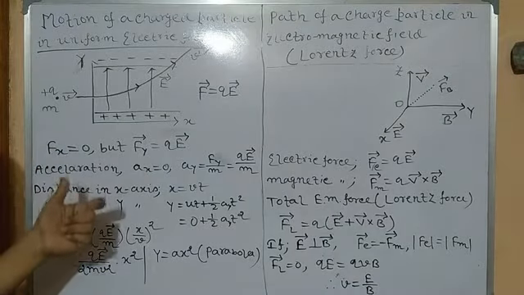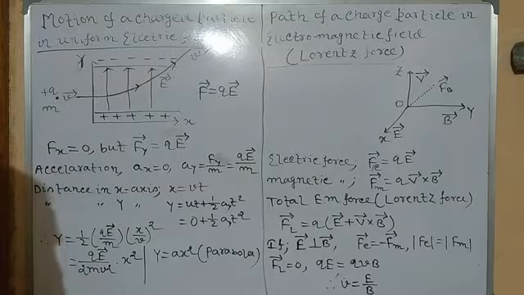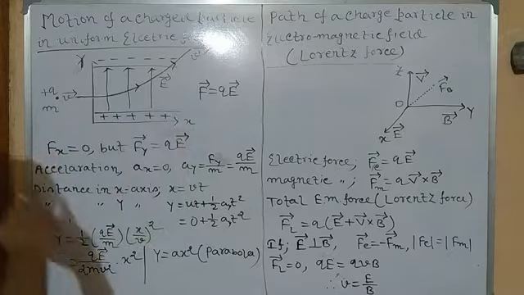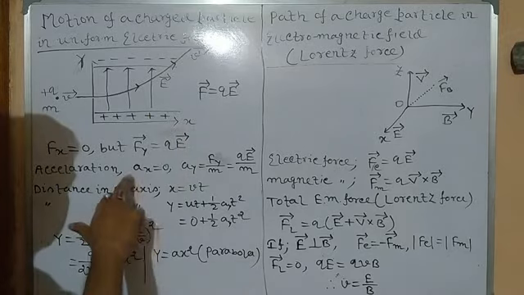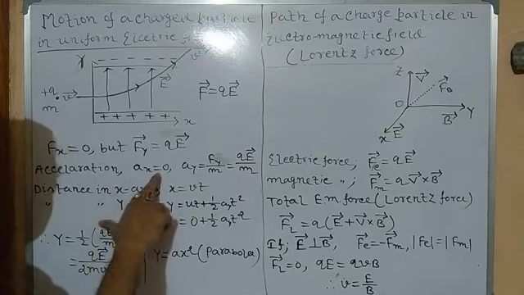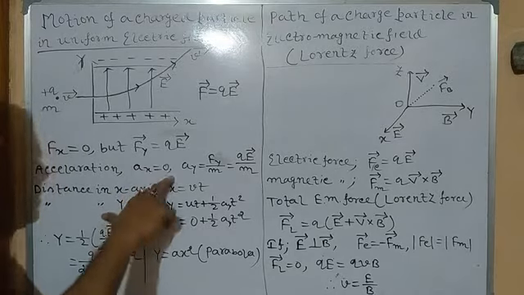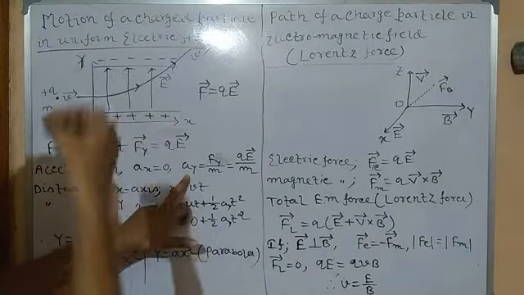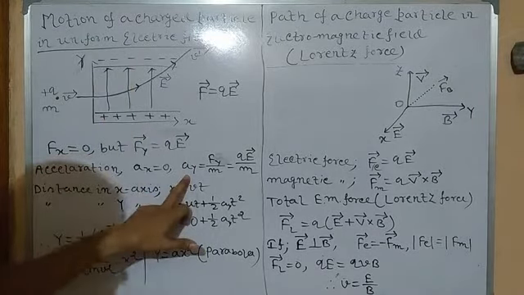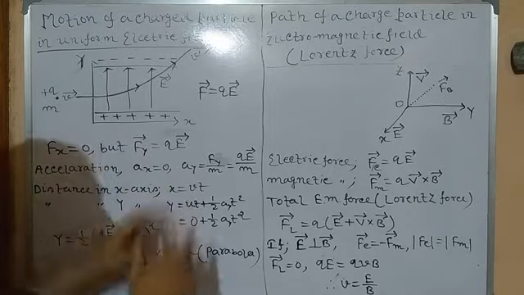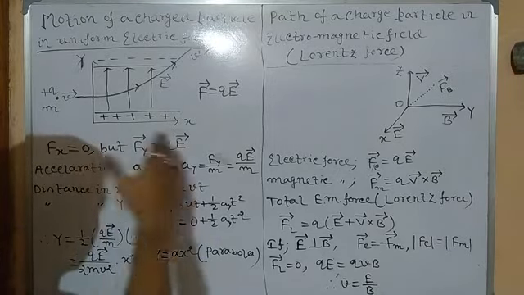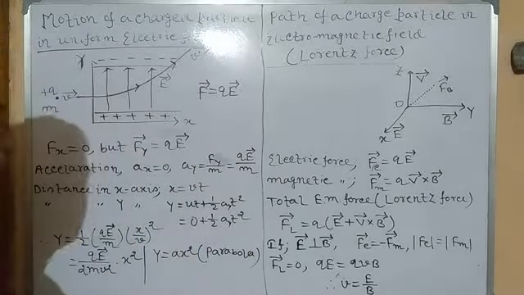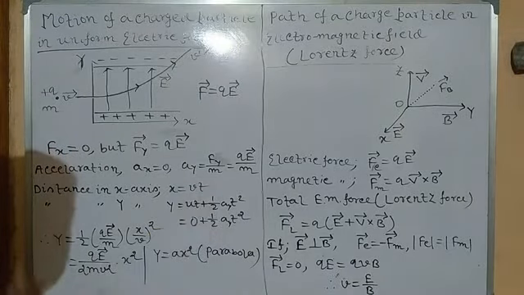Now, since there is a force acting on this particle, obviously it will experience some acceleration. Since the force acting along the x axis is 0, there will be no acceleration along the x axis, so a suffix x indicates acceleration along the x axis is 0. But since the charged particle experiences a force along the y axis, it will have an acceleration. We all know that F equals ma, so a equals F by m. This is the value of the component of acceleration along the y axis.